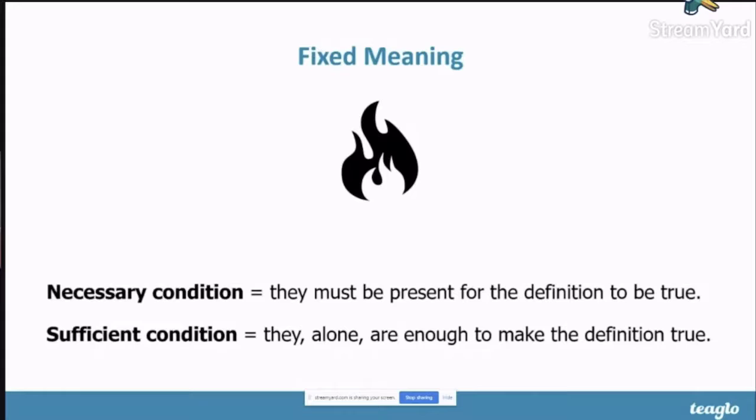It needs oxygen, heat, and fuel. Each of those conditions is necessary, but on their own, they're not sufficient. So if you just had one of them, you would not have a fire. And a condition is only necessary if the definition cannot occur without it. Therefore, if we took heat, fuel, or oxygen away, just one of them, the fire would go out.